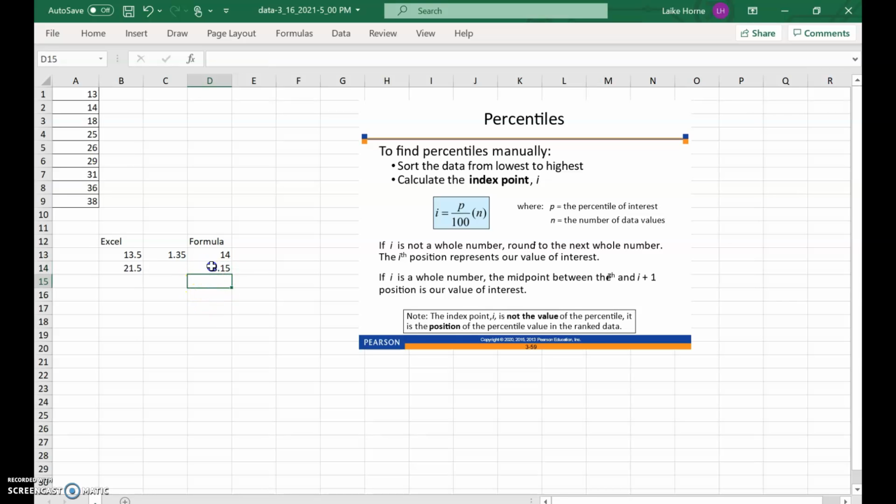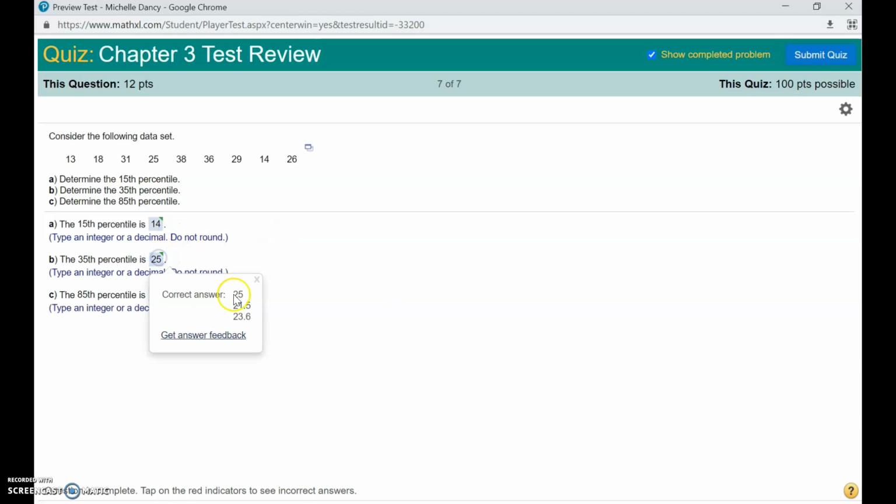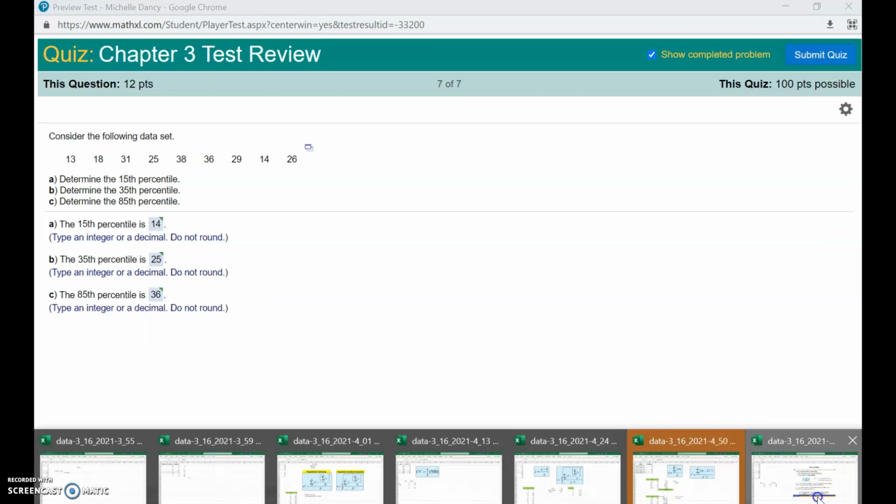So the 3.15 index, we're going to round up to the fourth number. So the fourth number is 25. So with Excel, we got 21.5. So there's that answer. And then with the formula, you get 25. So it's going to take either one of those.